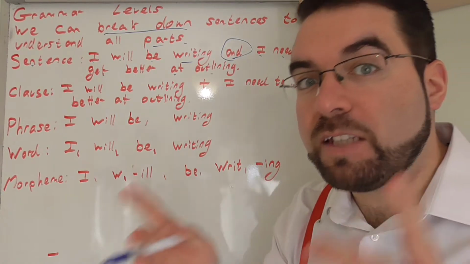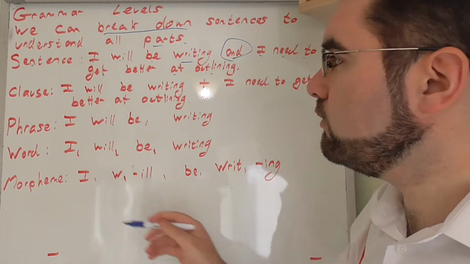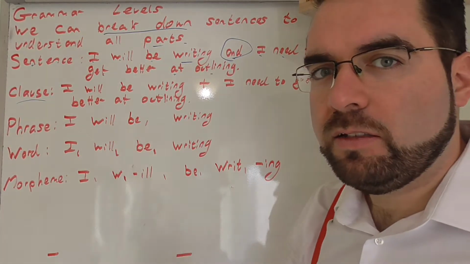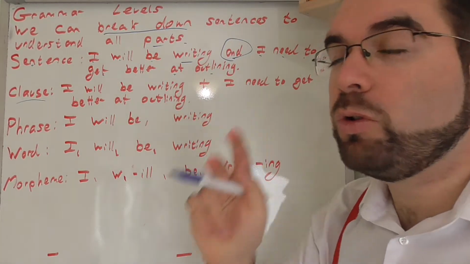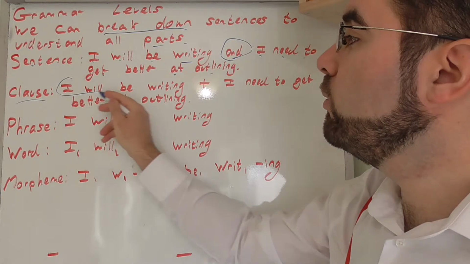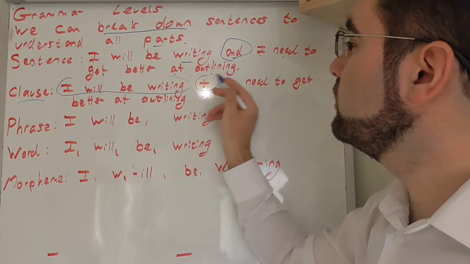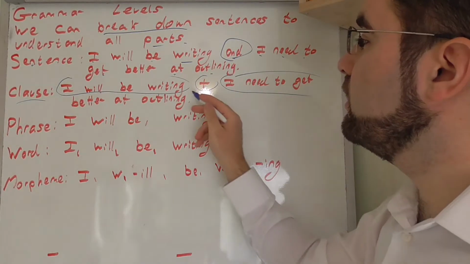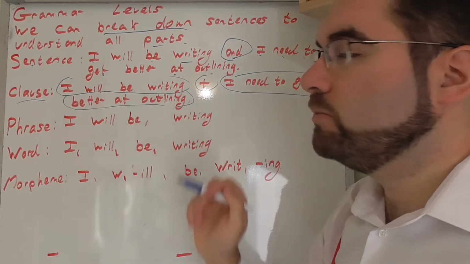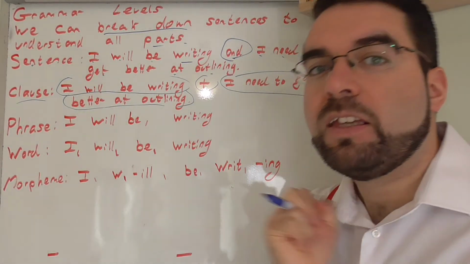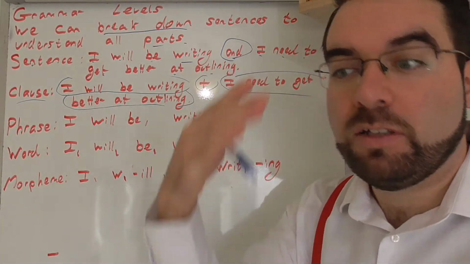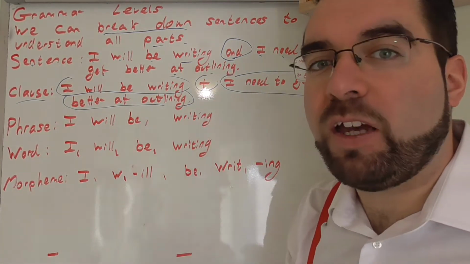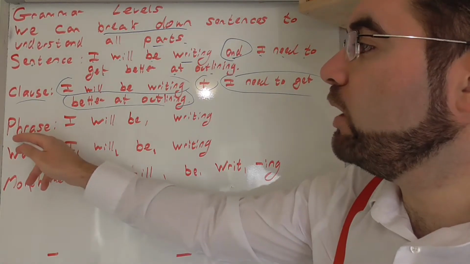A sentence, a statement. So the clause then, let's break it down. This sentence has two clauses. I will be writing, plus I need to get better at outlining. Two clauses, one sentence. A statement. Statement of fact. But we have a phrase.